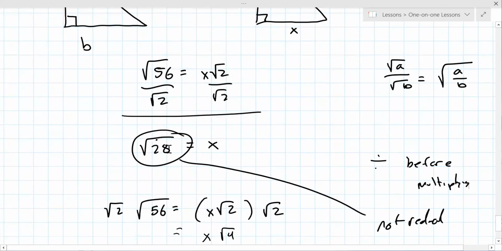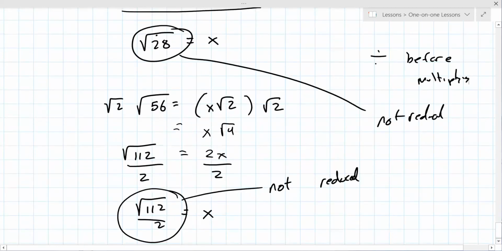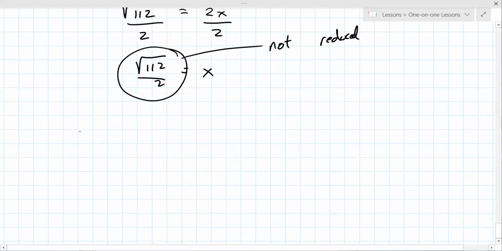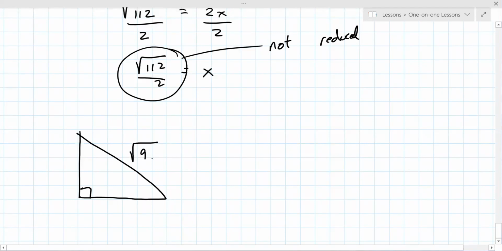So let's go back. I got 2 root 7. Yeah, 2 root 7. Perfect. All right, so let's do another one here. Let's say the hypotenuse is the square root of 98, and I want you to find B.